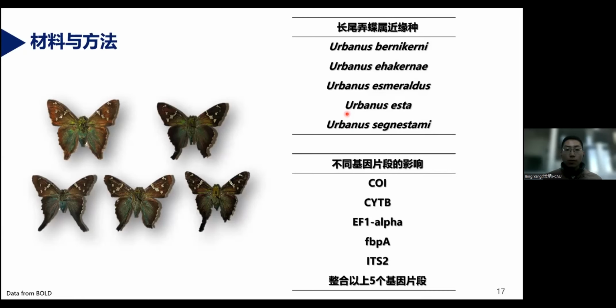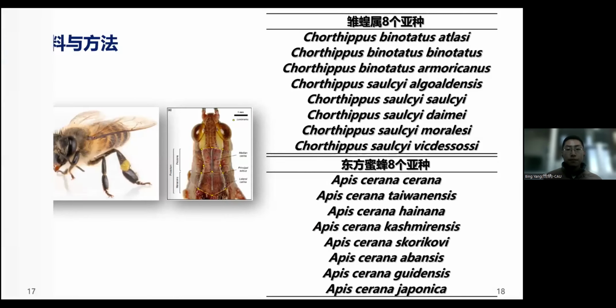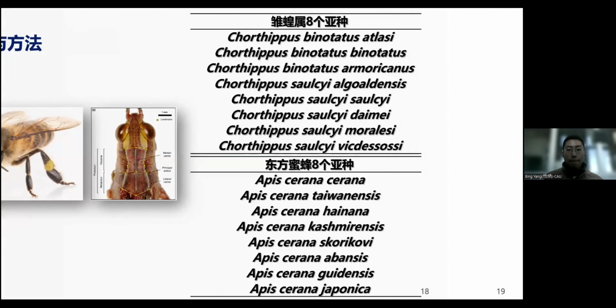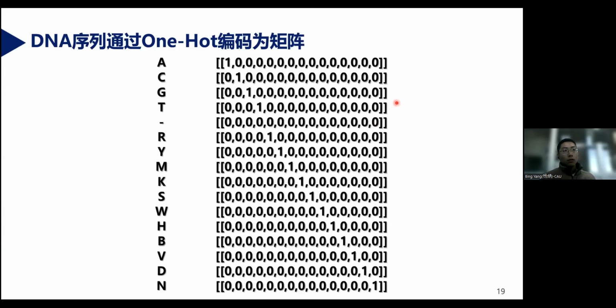The fine-grained data set includes 5 closely related species of the same genus that look pretty similar to the eye. They are similar in morphology and difficult to distinguish, and they share similar gene fragments, including COI, CYTB, EF1 alpha, etc. The genome SNP dataset includes 2 species and 8 subspecies of locust, Oedaleus, and 8 subspecies of Apis cerana.